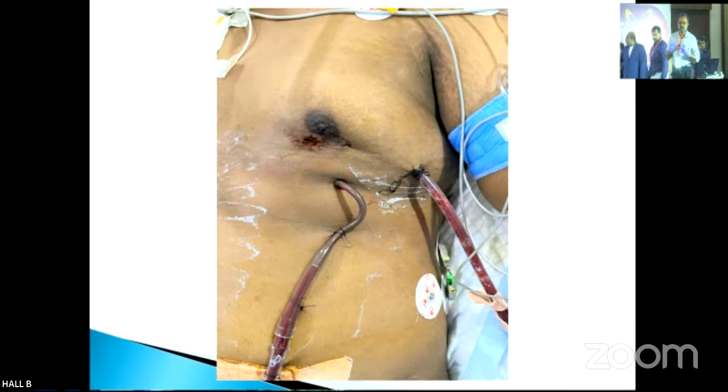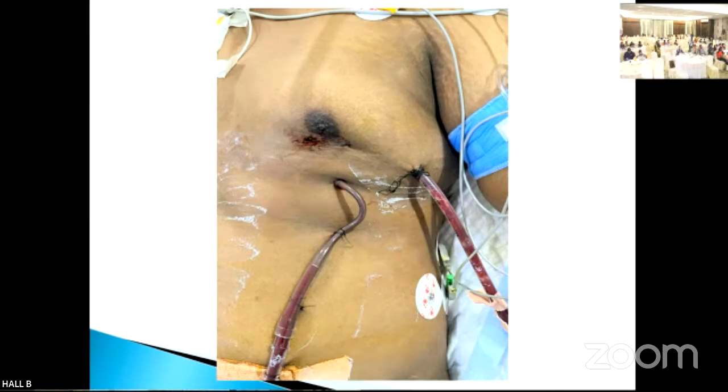And once the LV starts contracting, then we will gradually reduce the flow here by again the tube occluder, and then keep some blood in the LV and see how it is ejecting. And once it has recovered well, we will remove the LV vent. This is the LV vent.